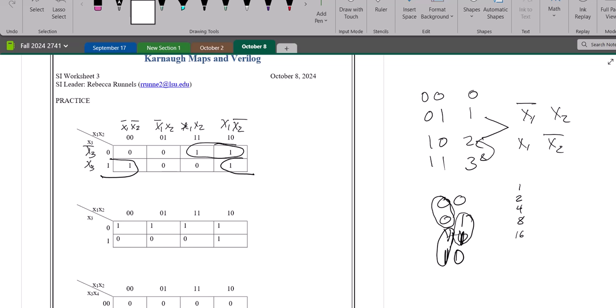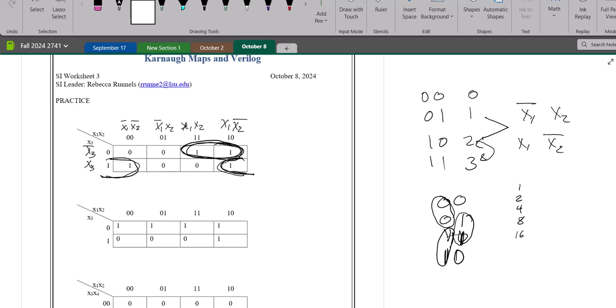Can I do any better than that? I don't think so, because I can't get a group of size 4, and I can't get less than 2 circles. So sometimes there's more than one right way to do it, but this way is going to be as efficient as any. You might ask, why do I want to do this wrapping around thing? And the reason why is the bigger my group, the smaller the number of variables I'll use, which means the simpler the function.